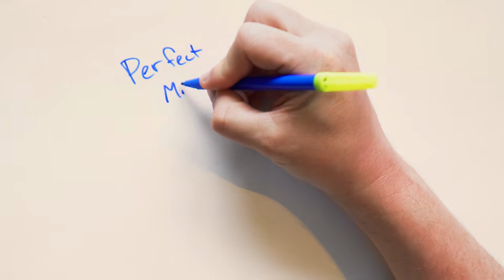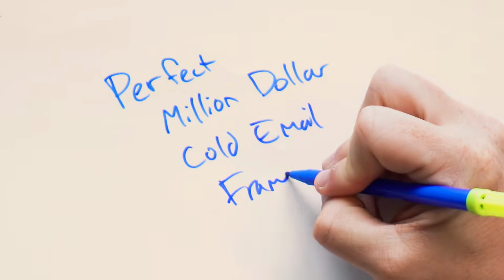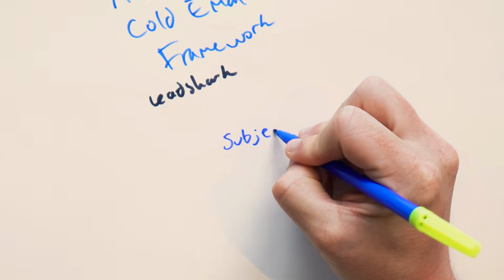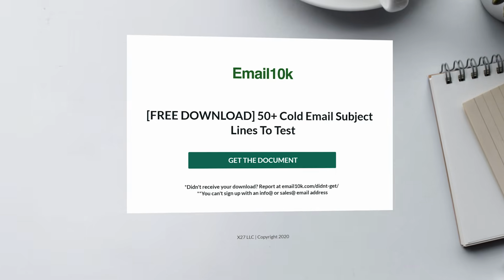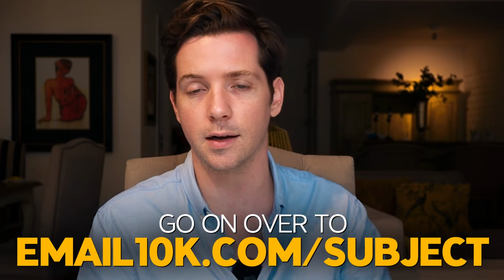Let's go through an anatomy lesson. This is the perfect $1 million cold email framework sponsored by LeadShark. Why not? All cold emails have these parts. First is the subject line. This is typically something like "quick question," or if you want a list of 77 different subject lines that we used, go on over to email10k.com/subject and you can check that out.